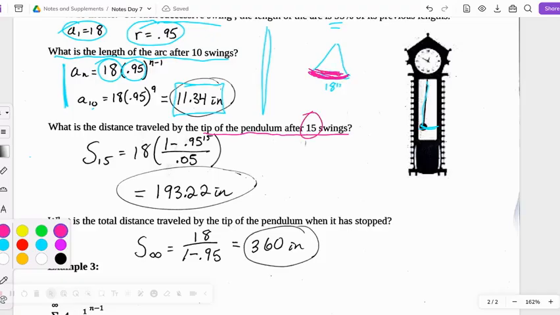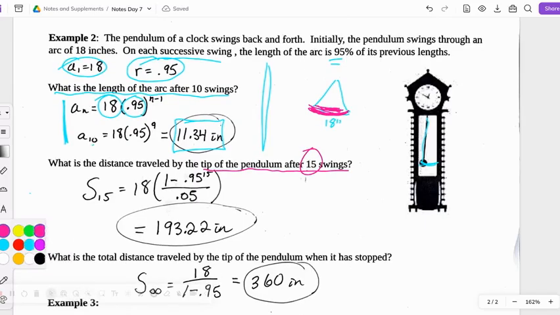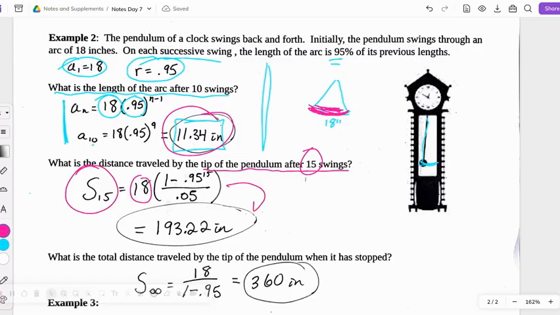So we have 15 swings. Well, this one up here told us how far it was after the 10th swing, right? So we just want to add up the first 15 swings. So that's a finite geometric sum. Okay, so now what do we got? We got our first term, we got that formula that we had before, 1 minus r on the bottom. Take a second, focus in on that. But when we plug all that in our calculator, the total sum for 15 swings, all of that distance together, is 193.22 inches.